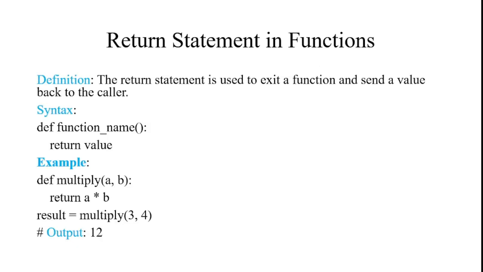Now the return statement is basically used to return a value from a function. So let's see the example. Suppose we have defined a function multiply, it takes two arguments a, b, and what it returns is a times b. So after multiplying, the value will be returned. Where will this value be returned? Where this function is called. Suppose we write result is equal to multiply(3, 4). What does it mean? The function will multiply 3 with 4 and it will return the value 12, and this returned value will be stored in the object result.